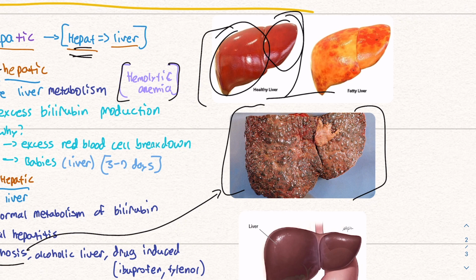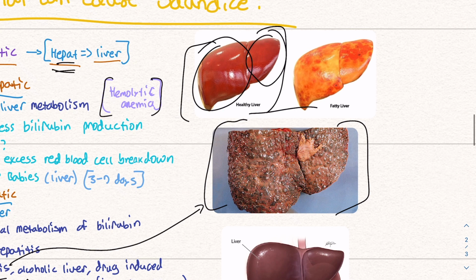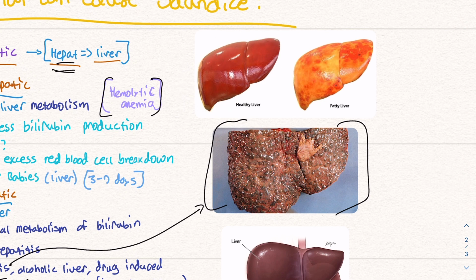It does incredible damage to the liver, and this can result in jaundice. Then we have alcoholic liver or fatty liver. So if we go over here, we have a healthy liver, and then we have a fatty liver. You can clearly see the difference.